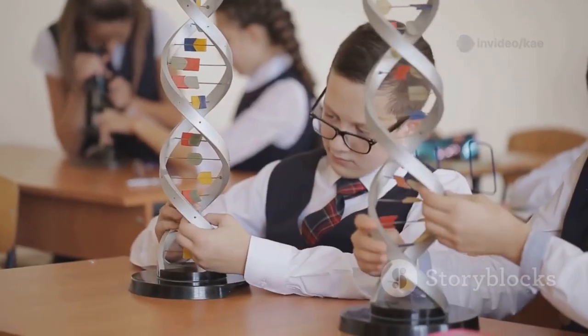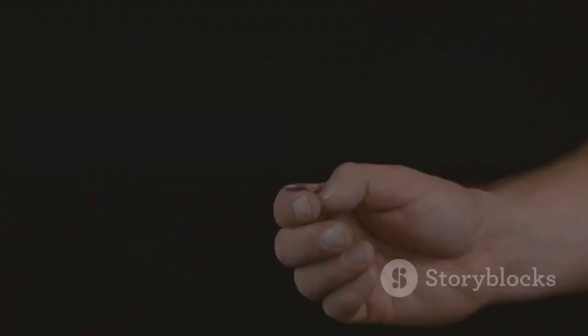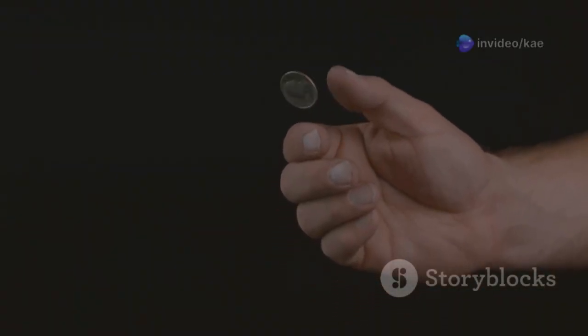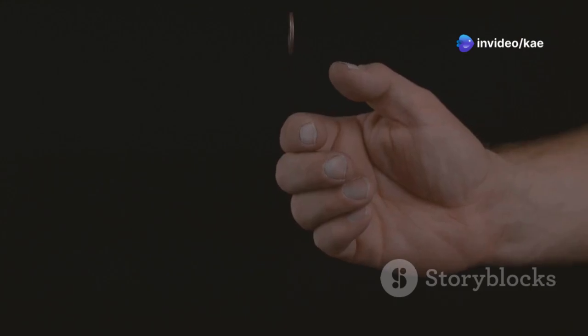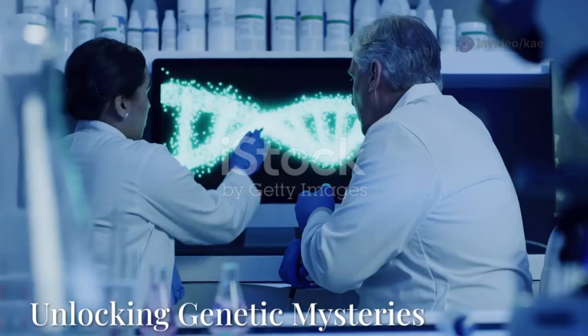The Punnett square helps us visualize the probability of different traits being passed down. It's like flipping a coin. You have a 50-50 chance of landing on heads or tails. Punnett squares help us calculate those chances for genetic inheritance.